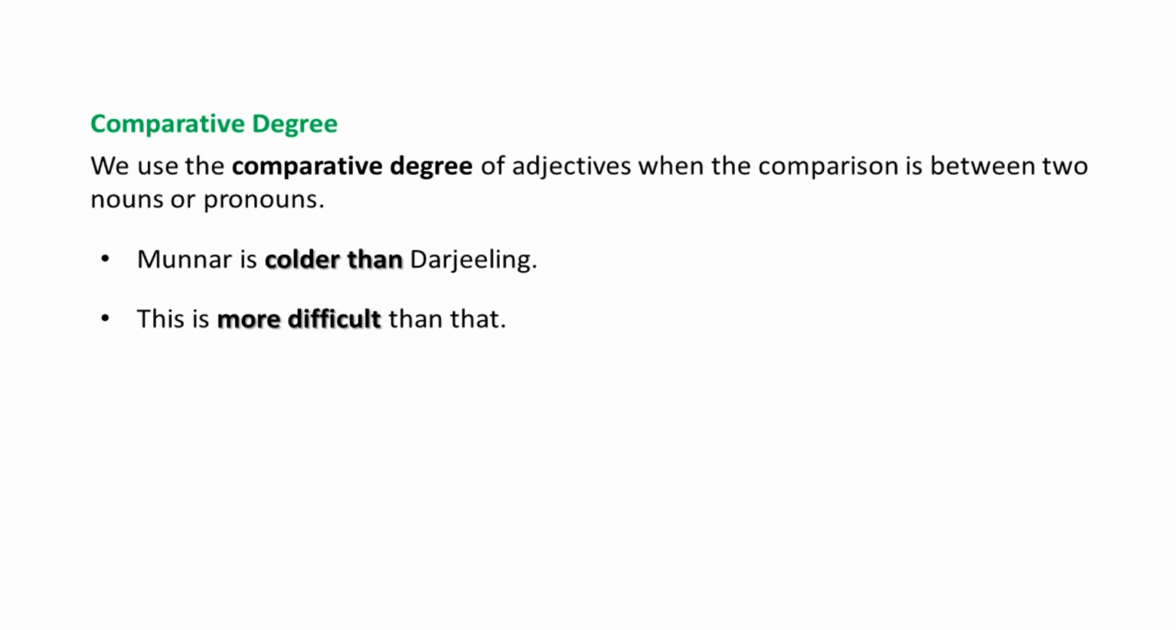So here, the first example: Munnar is colder than Darjeeling. We are talking about a higher degree of cold in Munnar than in Darjeeling. Therefore, we have used Munnar is colder than Darjeeling. The same way, this is more difficult than that. We are talking about two tasks. This task is more difficult than that task. So we have used the comparative degree of difficult, that is, more difficult.